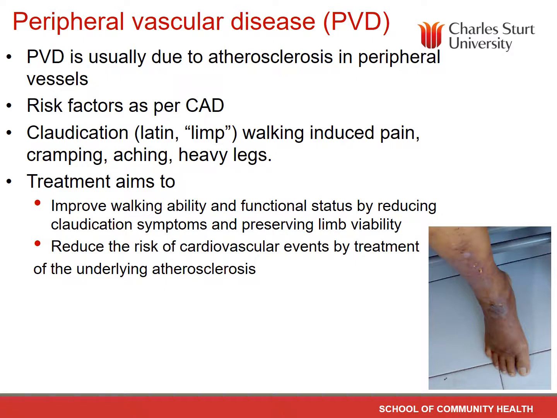If you could imagine having cramping or pain in your legs before you undertake activity, it's not going to really make you motivated to want to walk. So it's going to be a lot of symptom-limited factors with this disease. Treatment of peripheral vascular disease is to improve walking ability and functional status by reducing claudication symptoms and preserving limb viability, reduction in the risk of cardiovascular events by treatment, and trying to figure out what's causing the atherosclerosis, whether it be dietary factors, genetic factors, or just a reduction in physical activity.